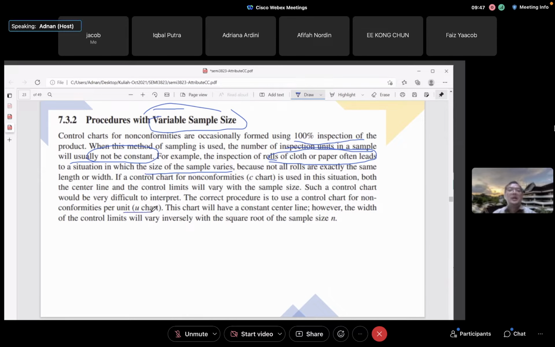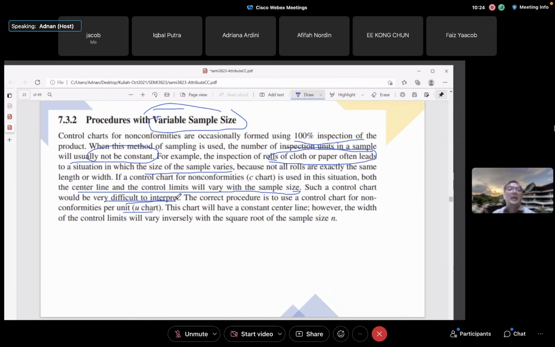Non-conformities is the U chart. With the C chart, in a situation where the sample size varies, both the center line and control limits will vary and become complex. Such a control chart will be very difficult to interpret. If the C chart is used when the sample size varies, it is difficult to use.